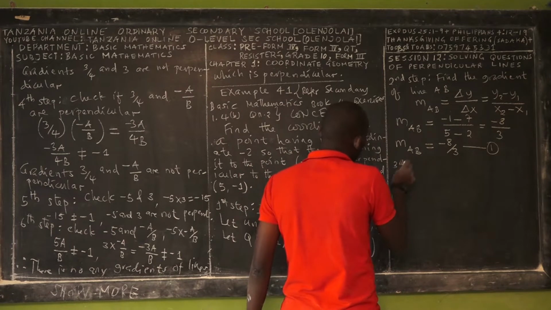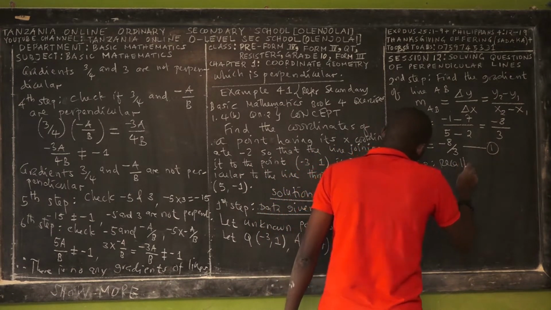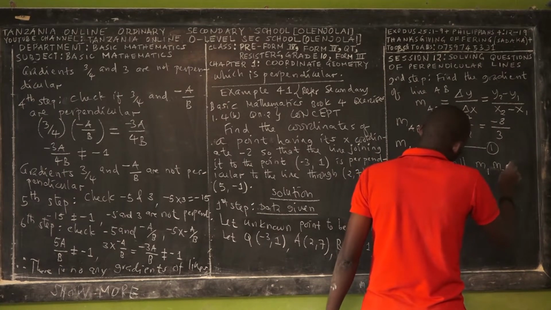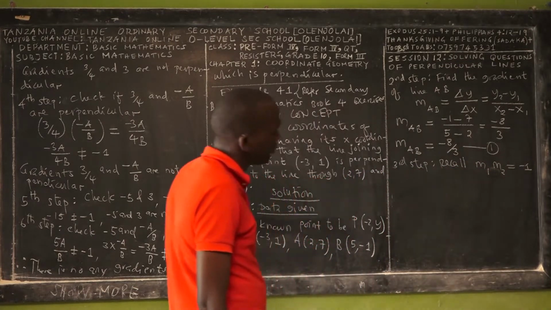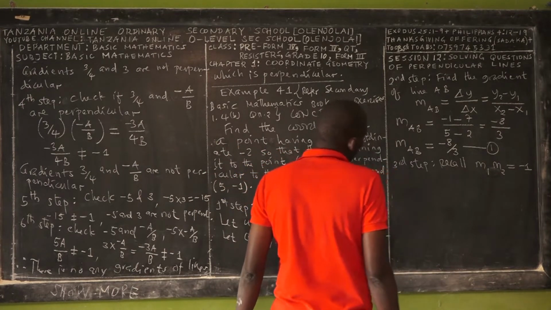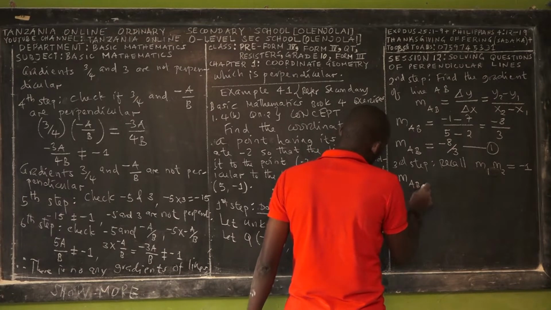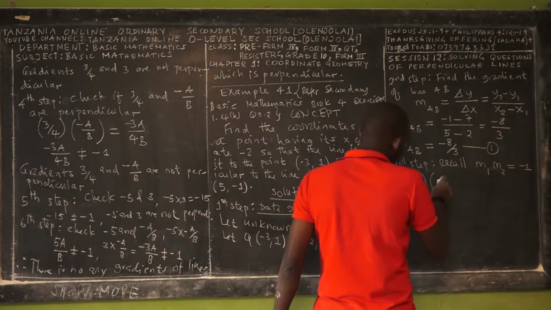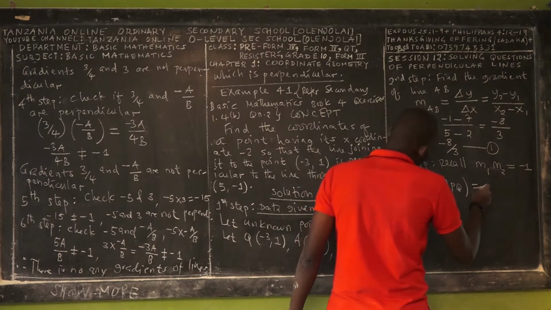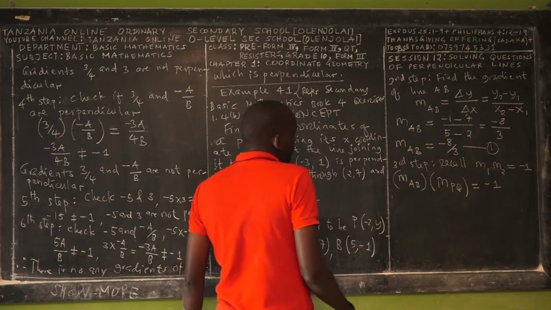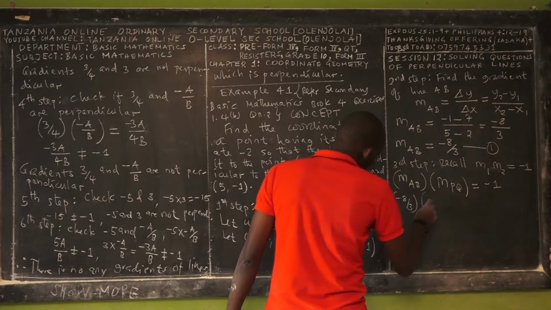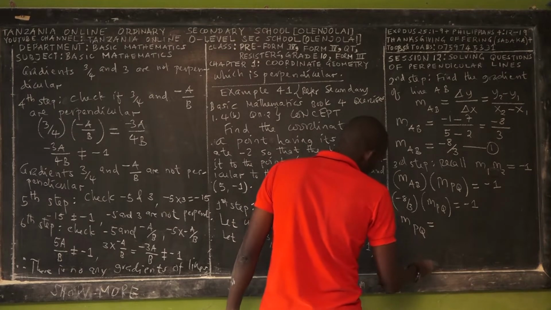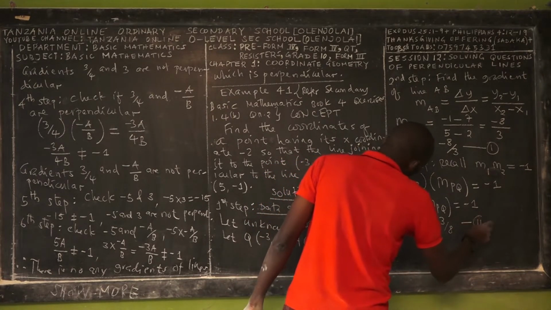So the third thing, recall the conditions of perpendicular lines: gradient 1 times gradient 2 is equal to -1. So we say that the gradient of line AB, which is known, multiplied by the gradient of the other line, which is line PQ, should be equal to -1. So the gradient of line AB is -8 over 3, multiplied by the gradient of line PQ, equals -1. So the gradient of line PQ, which is unknown, is equal to 3 over 8. So this will make equation 2.